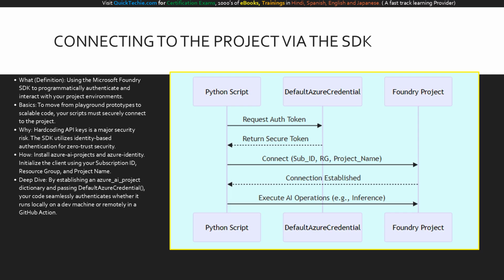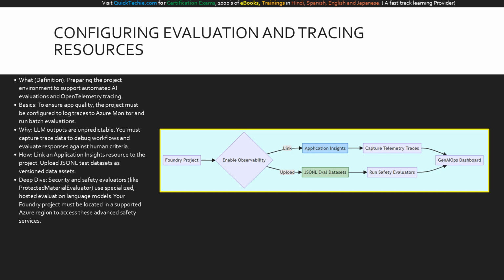This sequence diagram demonstrates the secure connection handshake. The Python script starts by requesting an authentication token from DefaultAzureCredential. The identity service securely returns the token. Next, the script reaches out to the Foundry project, passing its unique coordinates, the subscription ID, resource group, and project name, along with the secure token. The Foundry project validates the identity and replies that the connection is established. Only after this secure, keyless handshake is complete can the script begin executing AI operations, such as model inference or automated evaluations.